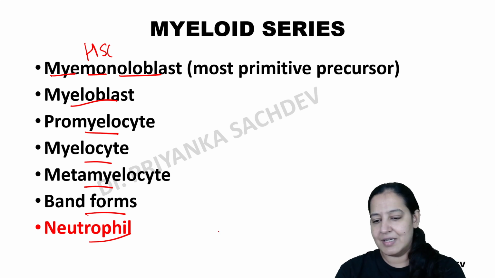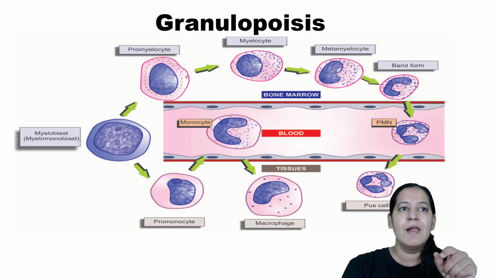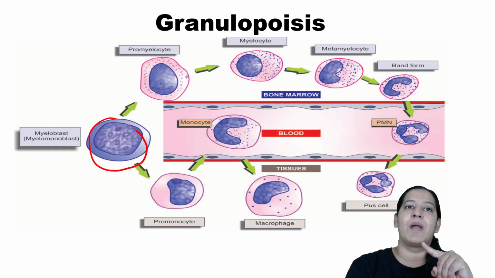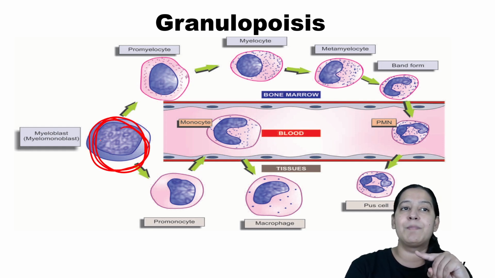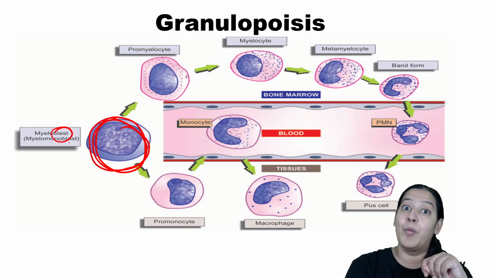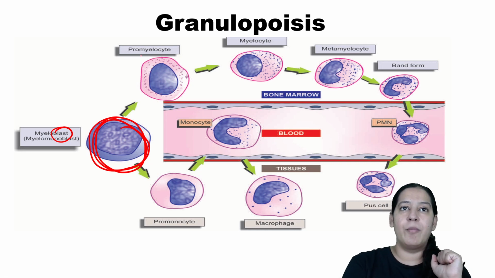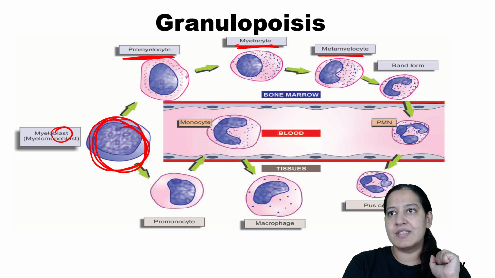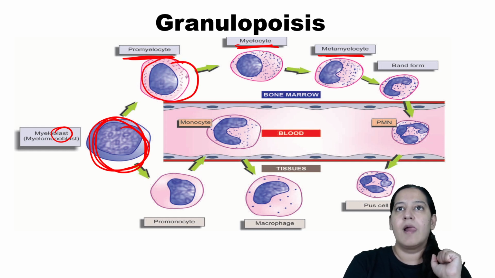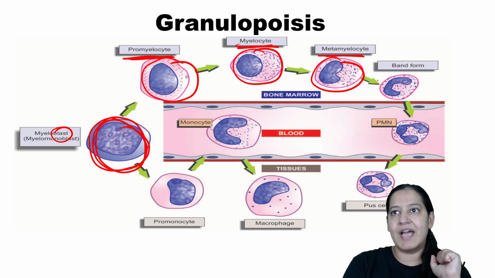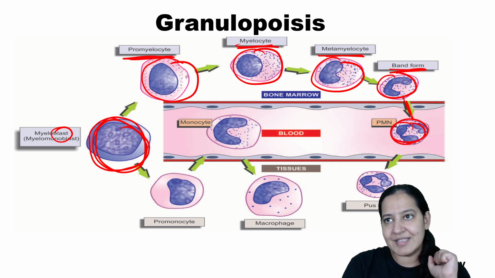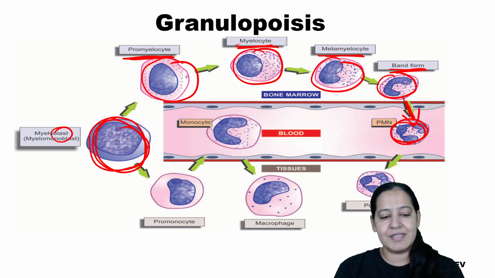So just revise it. See, this is the diagram. Hematopoietic stem cell is not shown here. From hematopoietic stem cell, this is myeloblast. The first cell which is formed is blast. Blast means myeloblast. Leukemia is a malignancy of blast. From this myeloblast, promyelocyte is formed, then myelocyte, then metamyelocyte, then band form, and ultimately from band form neutrophil is formed, and neutrophil is coming in the blood. Rest all the things are present in bone marrow only.